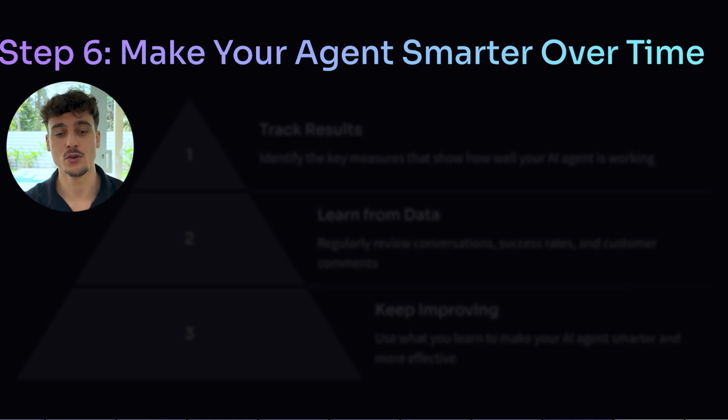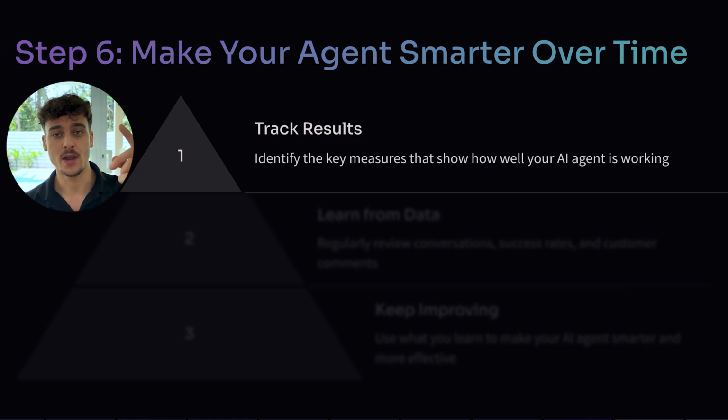You need to make it smarter over time, and you can do that by, number one, tracking results. I already mentioned this at the very beginning of the video, but tracking results really is key to be able to improve your agent. You need to identify at which points in time an agent, for example, loses a lead, when do leads drop off the most, and then you can adjust the scripts, etc., based on the data that you have.